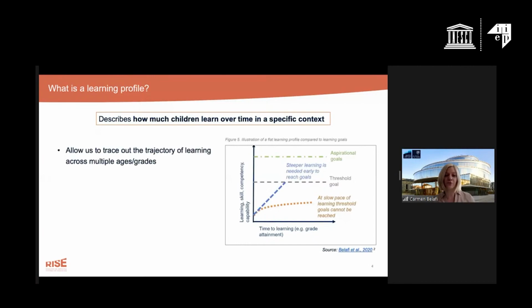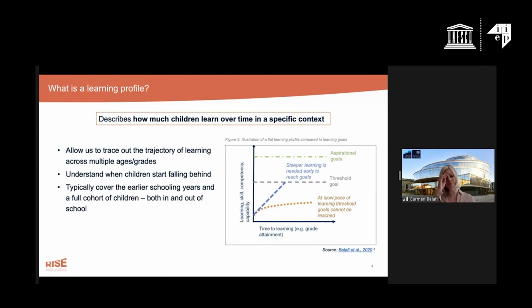But these learning profiles allow us to trace out the trajectory of learning across multiple ages and grades. They help us understand when exactly children start falling behind. They typically cover earlier years of schooling and are usually cohort measures. Several different data sets are available to us. And they can also help us analyze differences between groups when it comes to learning. And I'll also show an example of that in a minute.